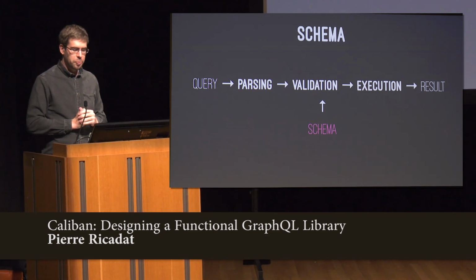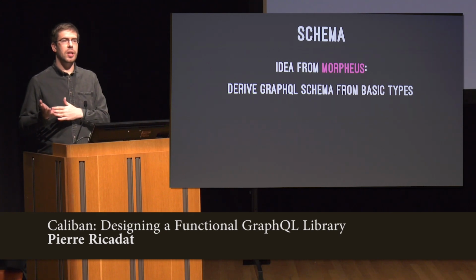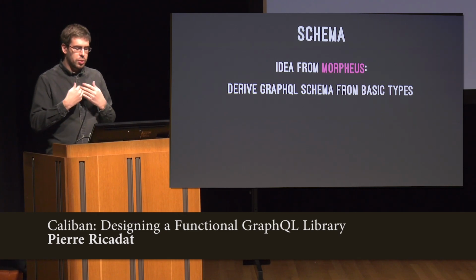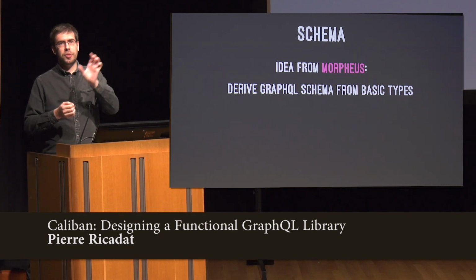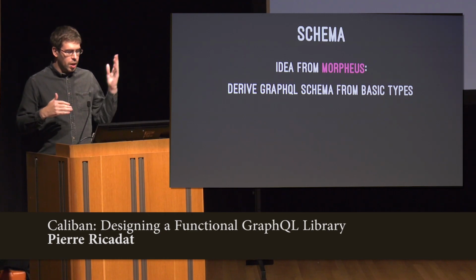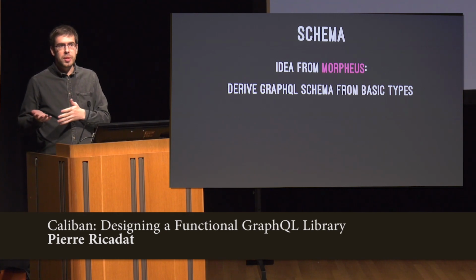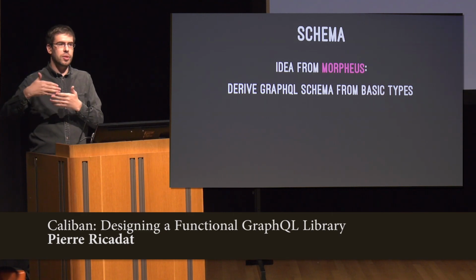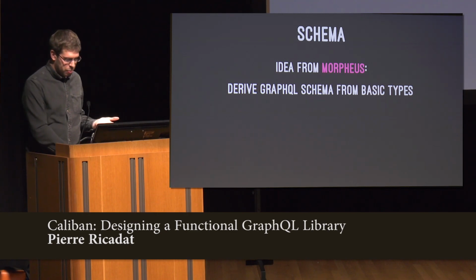Now let's talk about the schema. So what was this idea from Morpheus that I really liked? Most GraphQL libraries, not just in Scala but in every language, force the library user to define manually the types and the fields and the type of the fields and so on. What Morpheus did is that they didn't have such a thing. They just used basic types, in Haskell in their case, to describe their schema, and then derived the GraphQL schema from the basic types. Let's look at an example.